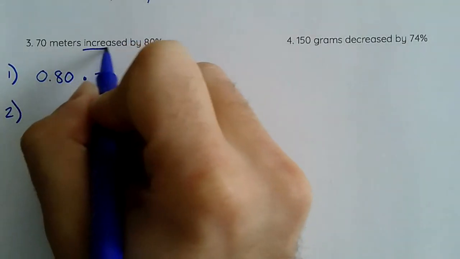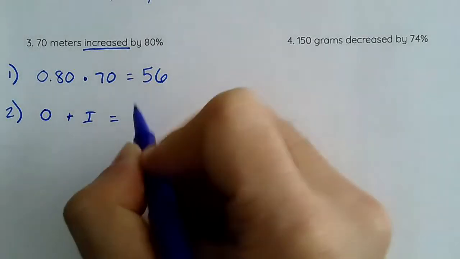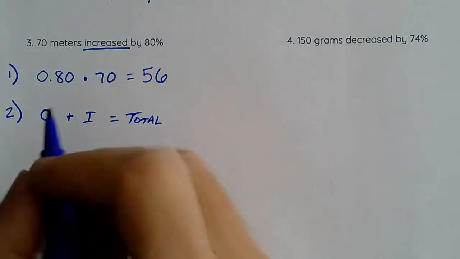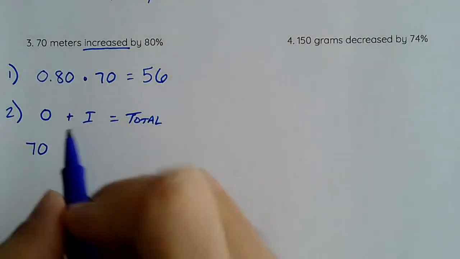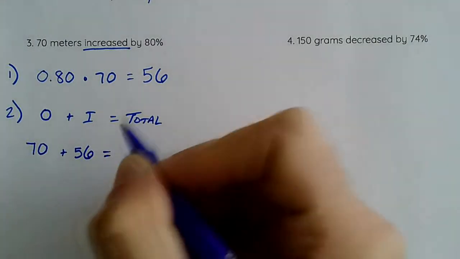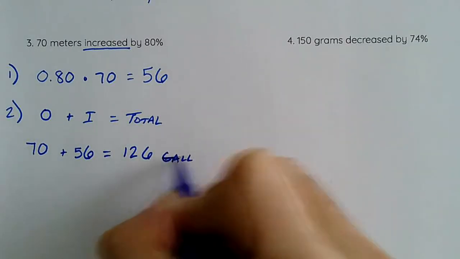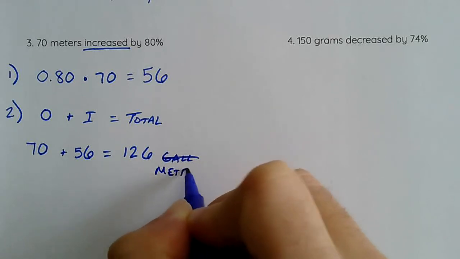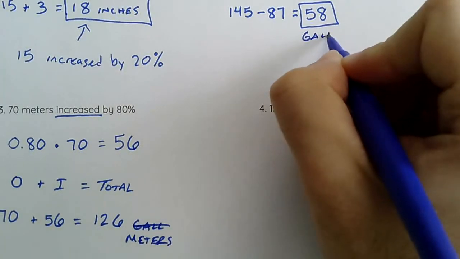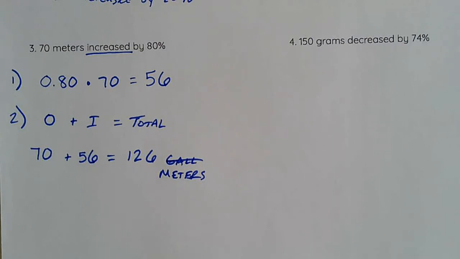Step 2, because it is an increase, I'm going to add original plus increase is my new total. Original was 70. It's where I started. I'm going to add my 56. That's my increase. And that gives me my total of 126 gallons. Oh, not gallons this time, meters. Gallons was the last problem. We didn't label, so we should probably go up here and label gallons. 126 meters.